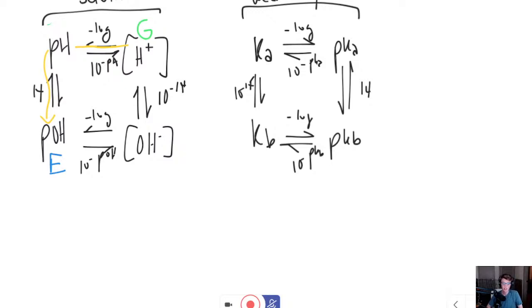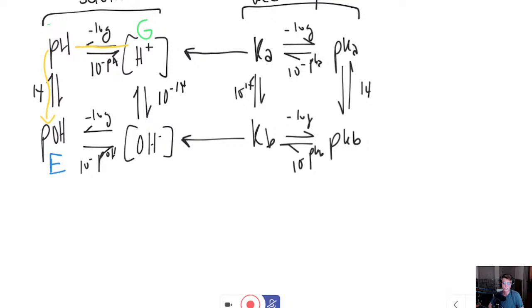Whereas on the left-hand side, we're just measuring a solution and we're saying, hey, this solution has 10 to the negative 5 molar H plus concentration. It's a little bit different than what's over here. But that means that we can actually convert from the equilibrium side over to the solution side using basically an equation that is an ICE table just in equation form.